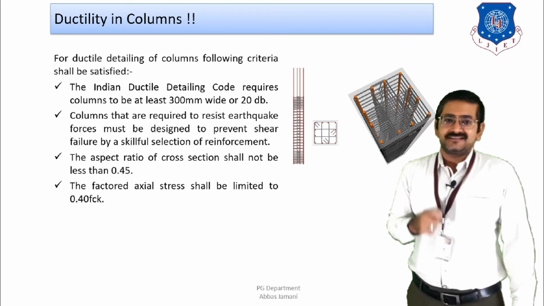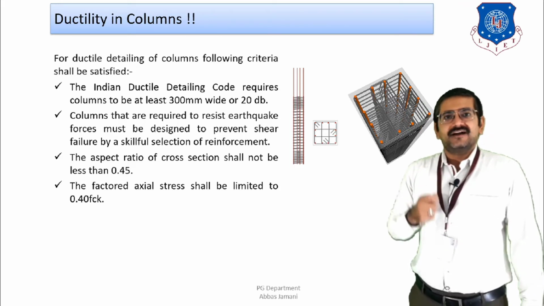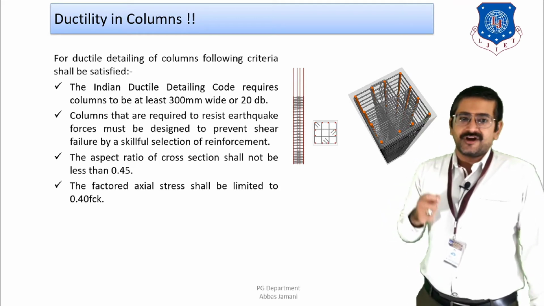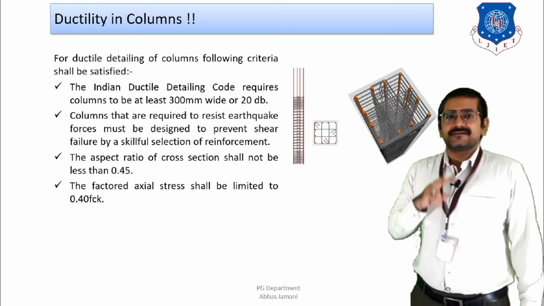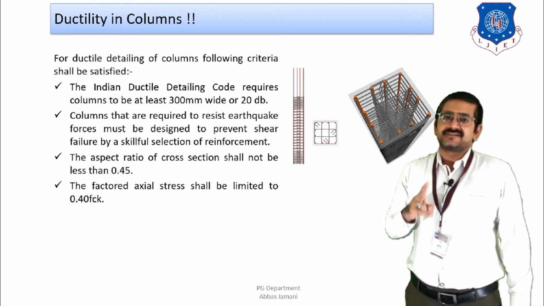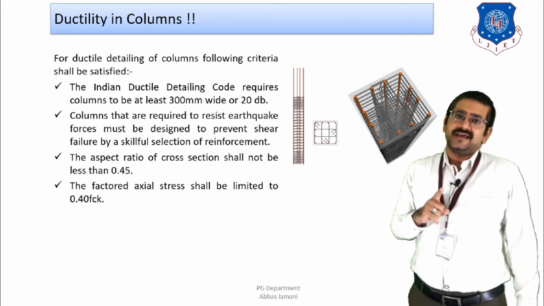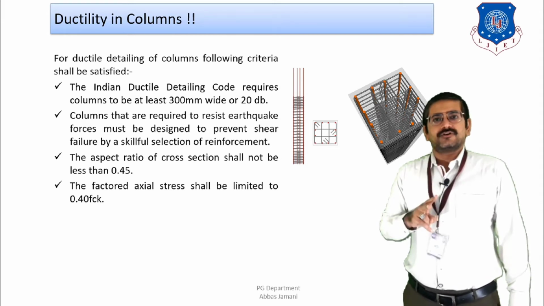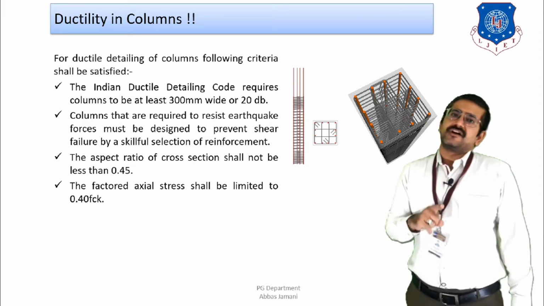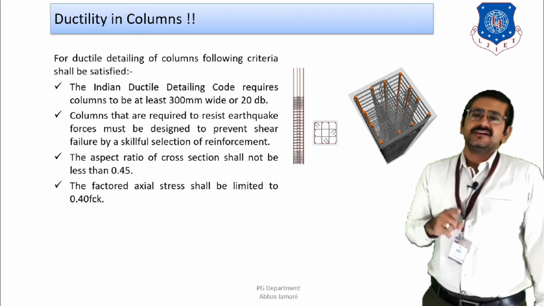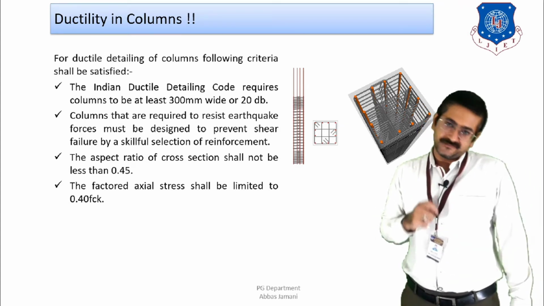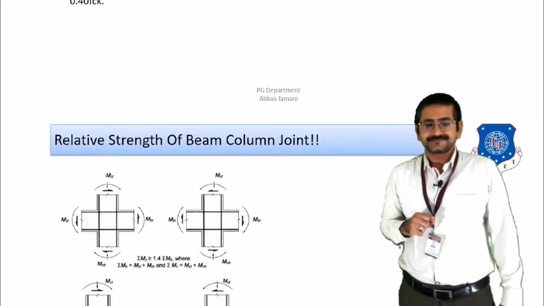And lastly, the axial compression stress under the combined action of gravity and seismic load should not exceed 0.40 fck. Again, the word here is important: the combined action of gravity as well as the seismic action. That is the combined load combination. Out of all the load combinations, the factored axial stress should not exceed a value of 0.40 fck. So these are the basic guidelines for the dimensioning of the column that we have discussed as per IS 13920.